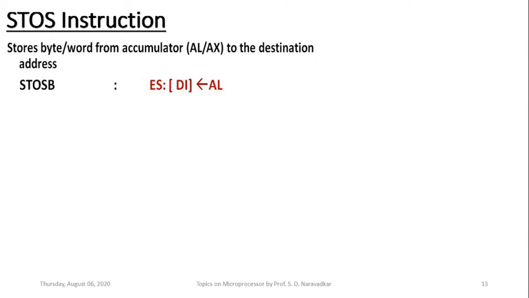Then the effect of the direction flag I have to elaborate. As usual, it is a byte variation. So that DI register which was involved will be either auto incremented by 1 if the direction flag is 0, or auto decremented by 1 if the direction flag is 1, which is shown here.